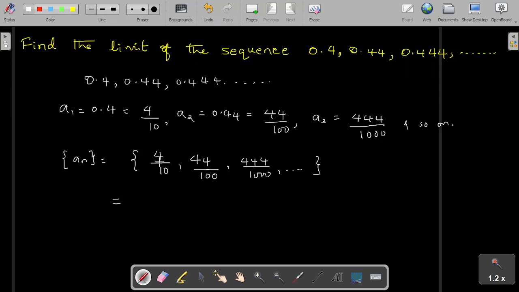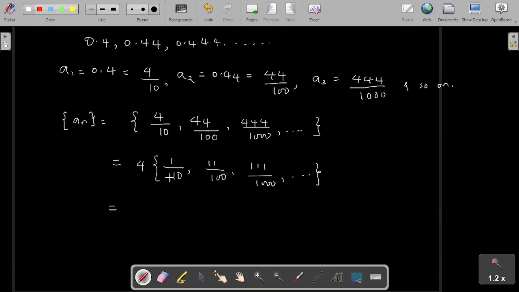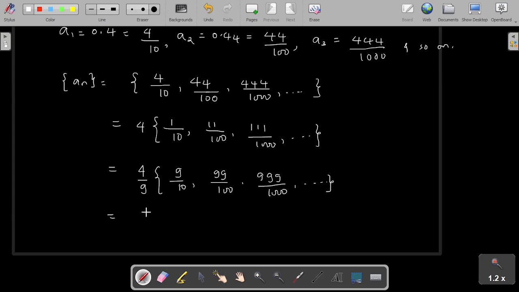So before finding the limit, see here, you take 4 common from each term. So you will get 1 by 10, then 11 by 100, then 111 by 1000 and so on. So now this is equal to, I will multiply each term by 9 and divide by 9. So I'll get 4 by 9, and each term multiplied by 9 gives 9 by 10, 99 by 100, 999 by 1000 and so on. So now this is equal to 4 by 9.